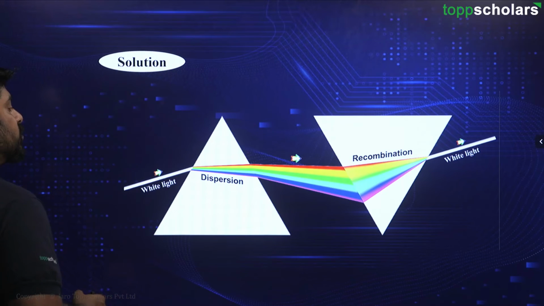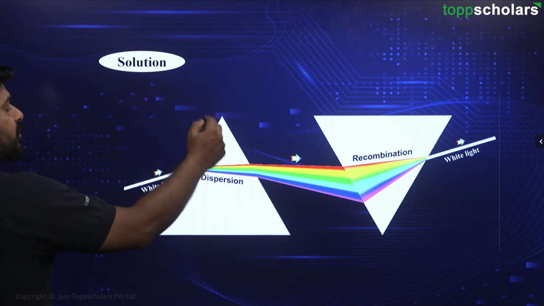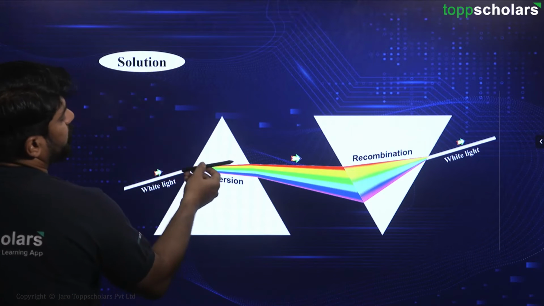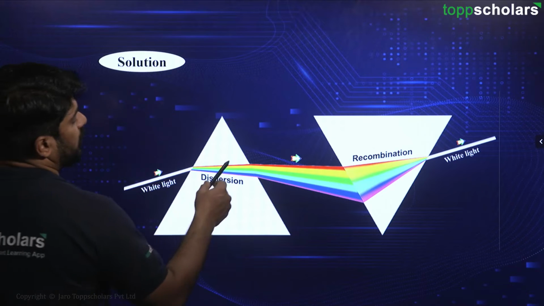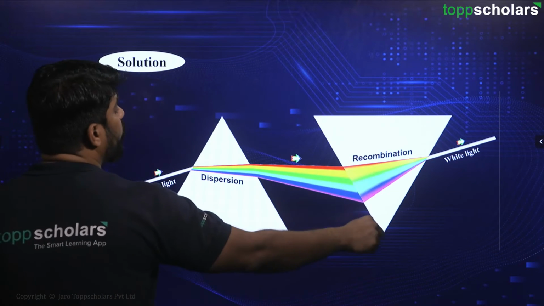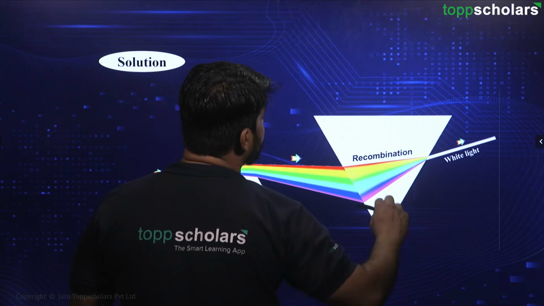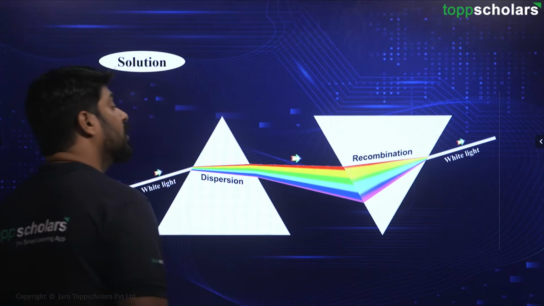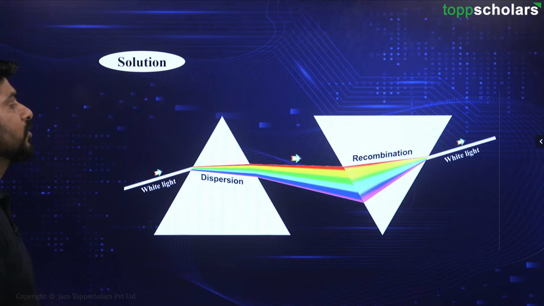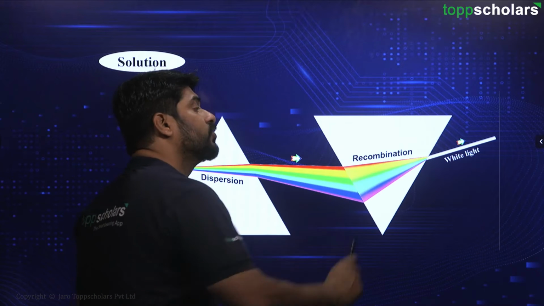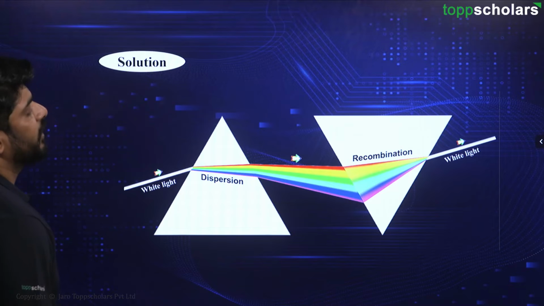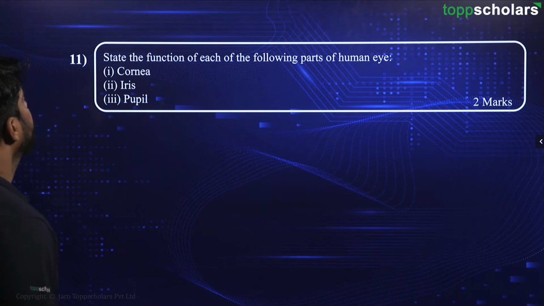Now let's look at this through the diagram. Here is one prism. You can see when the white light passes, it will disperse. That means it will spread out into 7 colors. Here we can see it spreads out. But if we keep another prism inverted, then this prism will again combine all these colors into white light. So here you will not be able to see the 7 colors again. So this is the ray diagram. Moving on to the next question now.